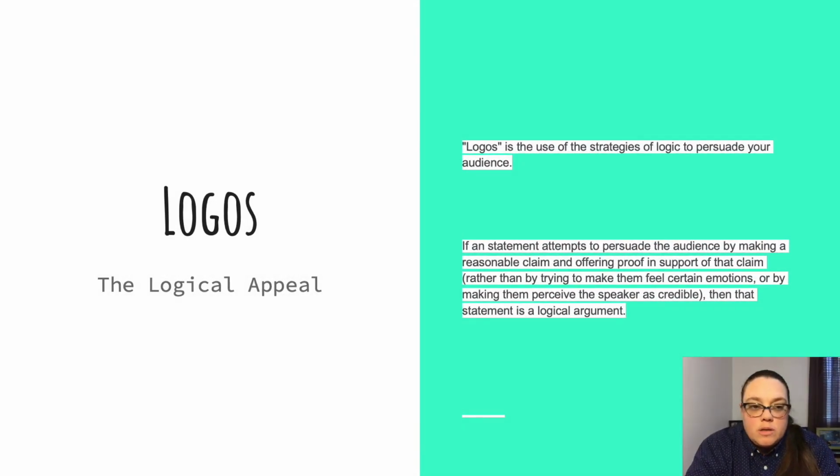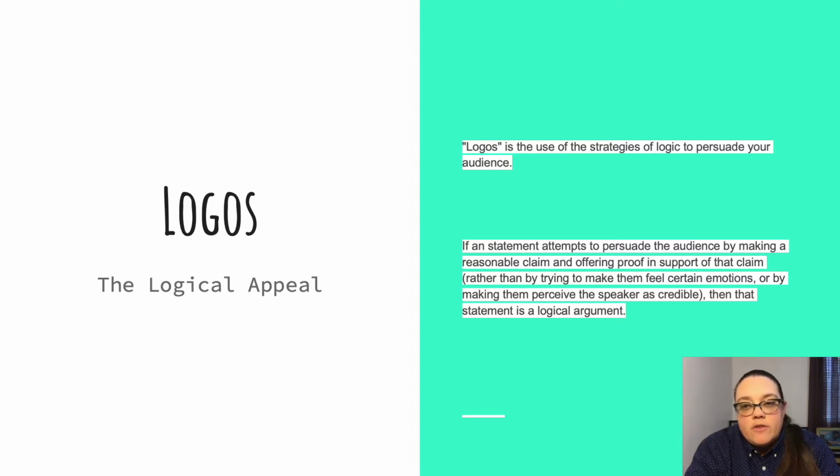Okay, logos, the logical appeal. Logos is the use of strategies of logic to persuade your audience. If a statement attempts to persuade the audience by making a reasonable claim and offering proof in support of that claim, rather than by trying to make them feel certain emotions or by making them perceive the speaker as credible, then that statement is a logical argument.